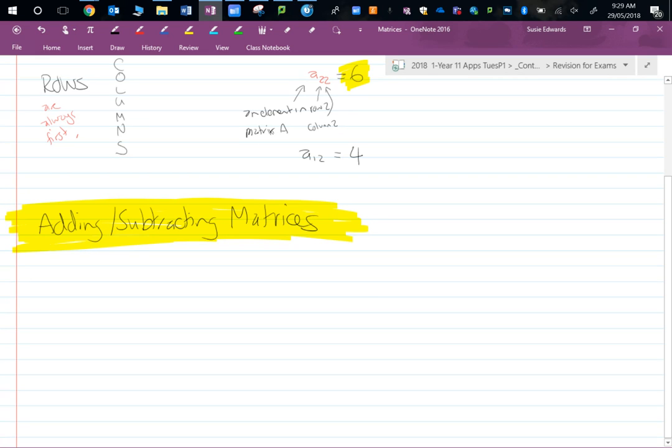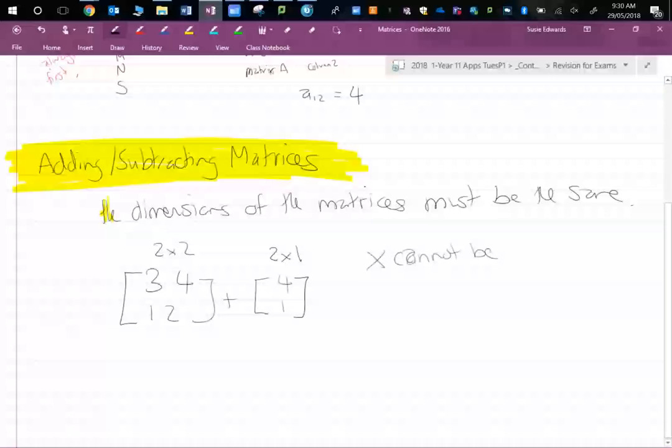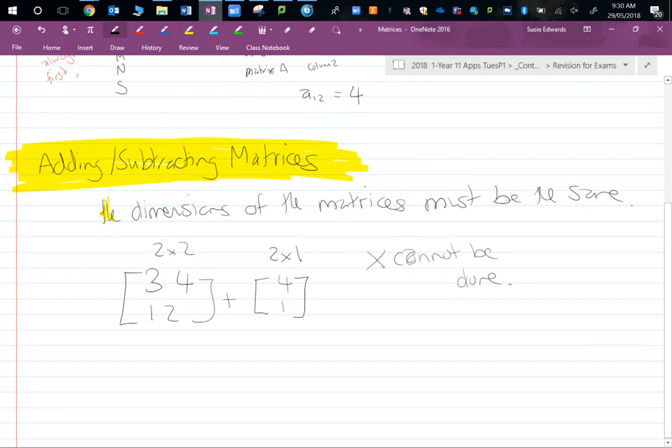So adding and subtracting matrices. If we add and subtract matrices, the dimensions of the matrices must be the same. What I mean by that is if I have what's the dimensions of this one? 2 by 2. If I have a 2 by 2 and then I want to add what will be the dimensions of this one? 2 by 1, 2 rows, 1 column. Okay, do they have the same dimensions? Same number of rows, same number of columns? No. So you can say cannot be done. So the dimensions have to be the same to be able to add them or subtract them.